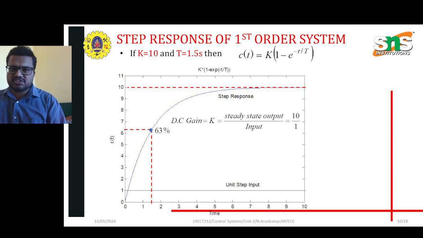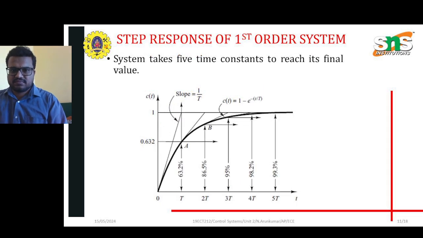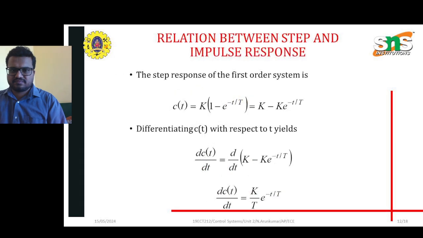So let us consider K equal to 10. Then the time constant T equal to 1.5. After substituting the K value 10, we can get the final answer as the gain of the corresponding step response.